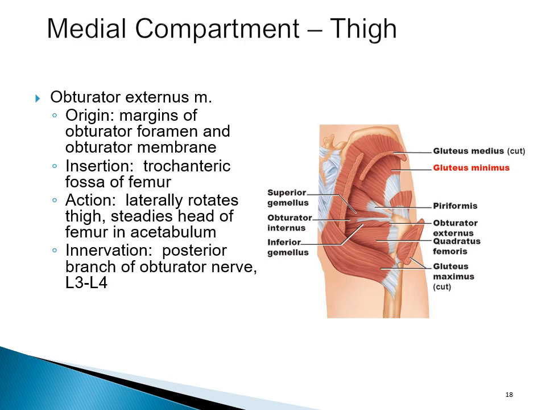The obturator externus muscle, its action is to laterally rotate the thigh. Innervation is obturator nerve L3 through L4.